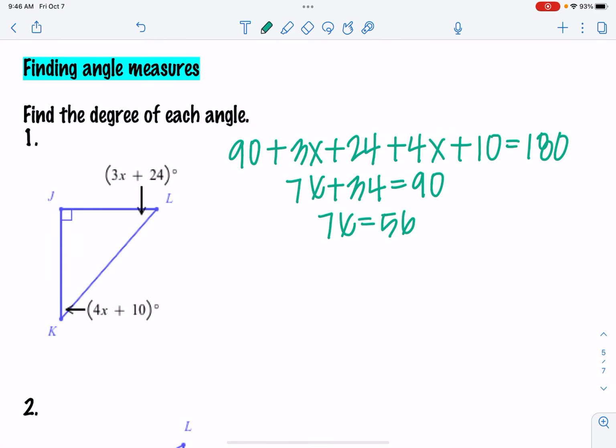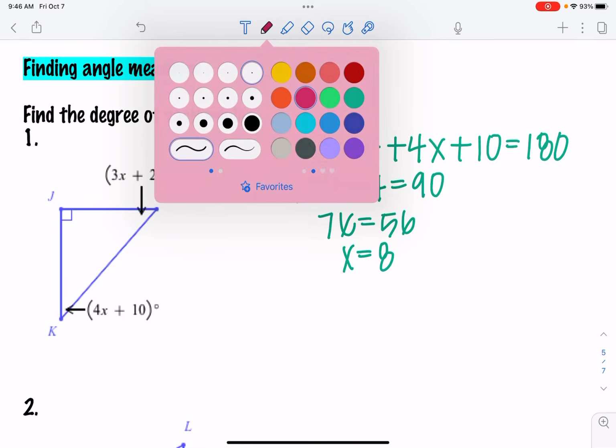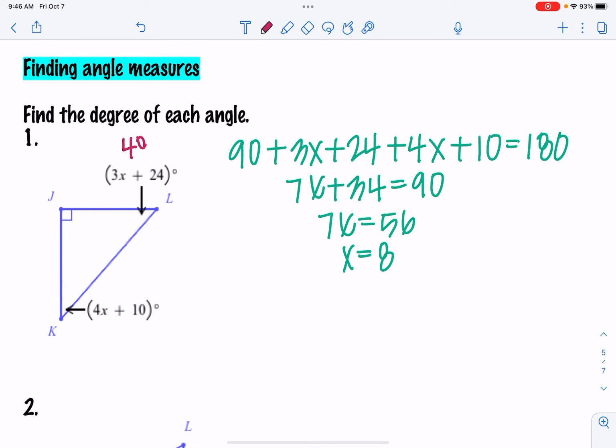And you should get x is 8. And again, we're answering the question, so all you have to do is plug in 8 to your angles for your final answer. If you did it correctly, you would get 48 for angle L, and you would get 42 for angle K.